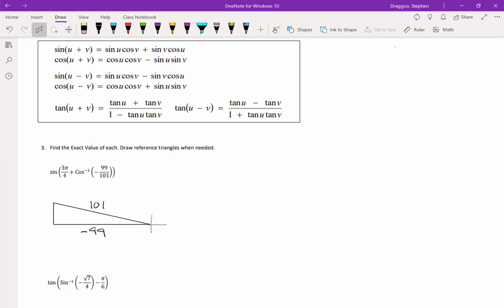Right. Problem 3. Now we're going to start mixing in some unit circle angles along with some reference angles. But we can still use the same formulas to solve these out. Keep in mind that anytime we take an inverse trig function, our solution always comes out to be an angle. So the cosine inverse of negative 99 over 101 is just some angle, which I'm going to call V. And I'll label over here in red.